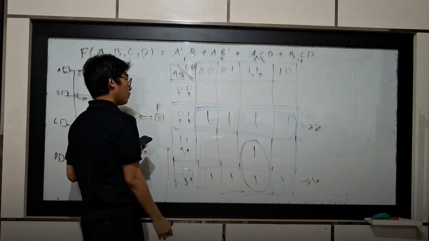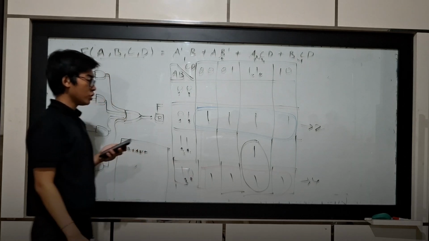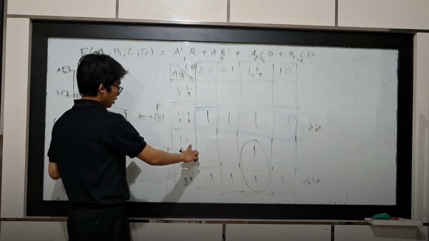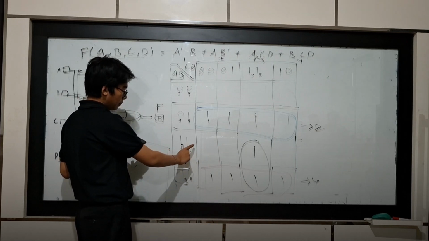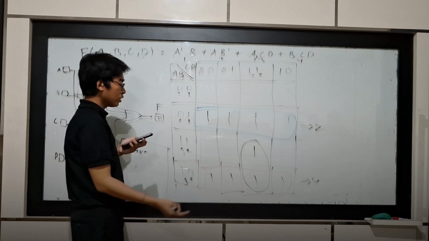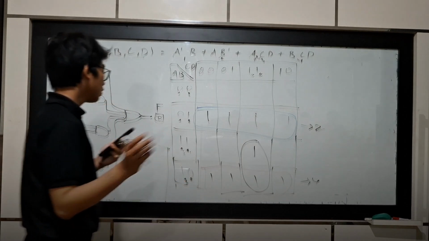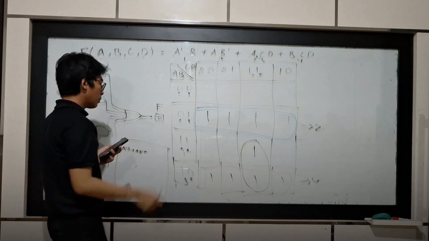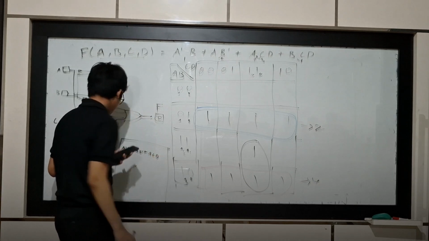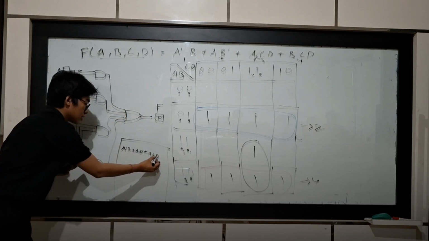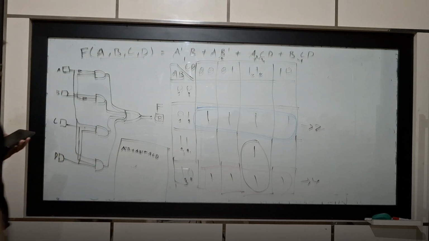So for the B, it's not a question, because for line number 3, the B is 1, but for line number 4, the B is 0. So the B must not be included in the simplification. So the simplified equation is A, C, D. And yeah, this is the simplification of this Karnaugh map.